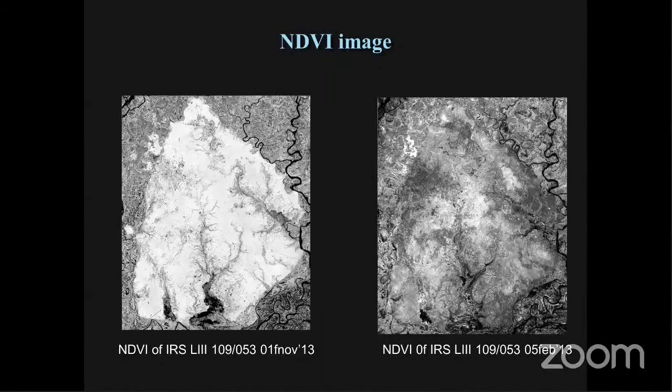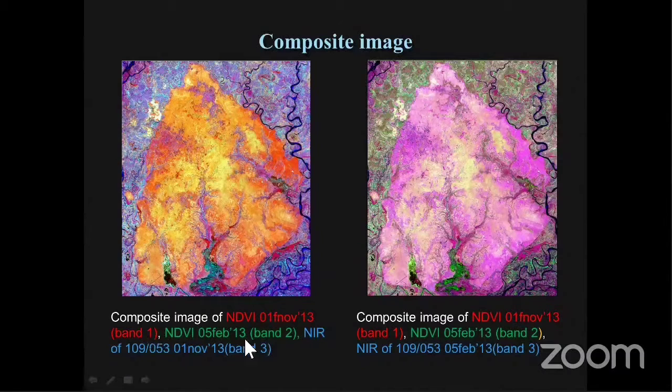Now suppose we combine this NDVI image of 1st November 2013, that is band 1, in the red I have given. Suppose NDVI of 5th November is given in the green band, and NIR of 1st November in the last band; if I put the satellite data together, the image will look like this. Then if we change the band combination, first NDVI of 1st November 2013, then band 2 with NDVI of 5th November, we have changed the NIR band here. See the image differences.